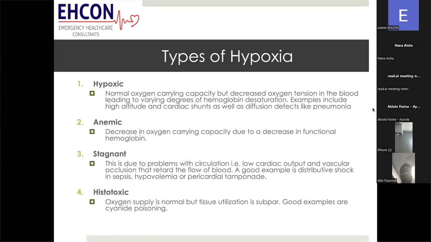We have hypoxic hypoxia. So in this case, the patient has a normal oxygen carrying capacity, but for whatever reason, there's decreased oxygen tension in the blood, leading to varying degrees of hemoglobin desaturation. What do we mean by this? The patient physiologically has nothing wrong, but there's just less oxygen in the atmosphere to pull. A great example of this would be high altitude.